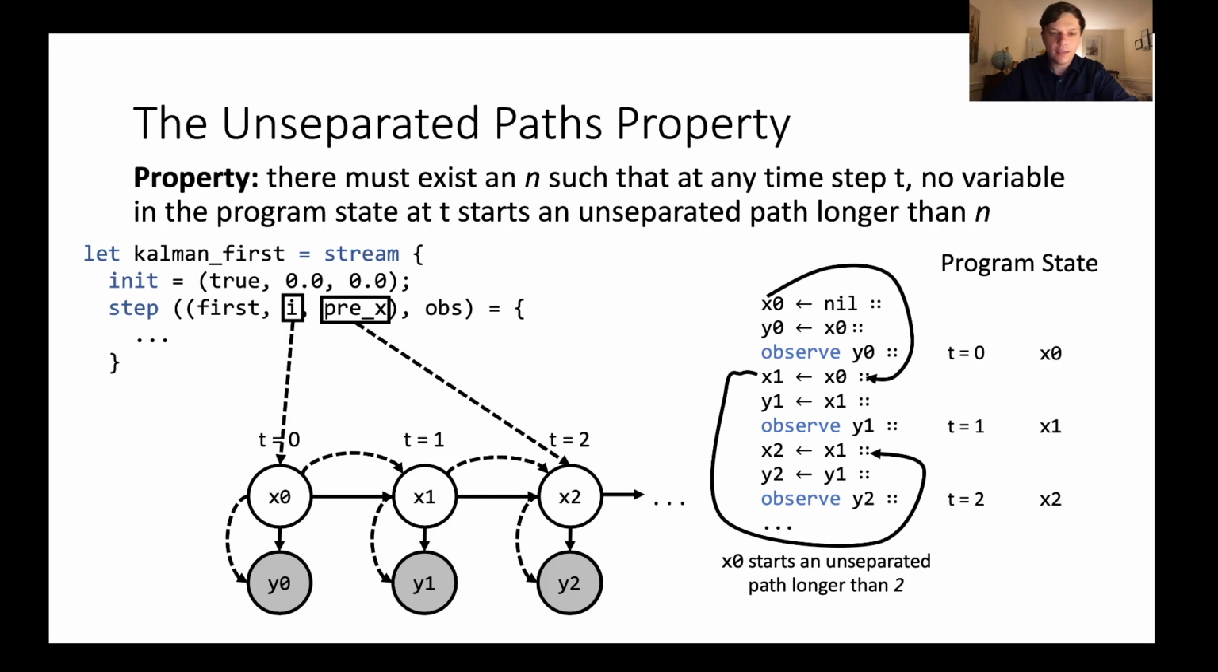And so because the delayed sampling graph becomes infinite as time becomes infinite, the delayed sampling graph is going to be unbounded, and therefore memory is going to be unbounded. Correspondingly, because this I is now in the program state, it means that at every time step we're going to have x0 inside the program state. And so because of this, an unseparated path is actually going to be valid for the purposes of the property. And because this unseparated path is going to get longer and longer as the trace becomes longer and longer, we're going to fail the unseparated paths property.